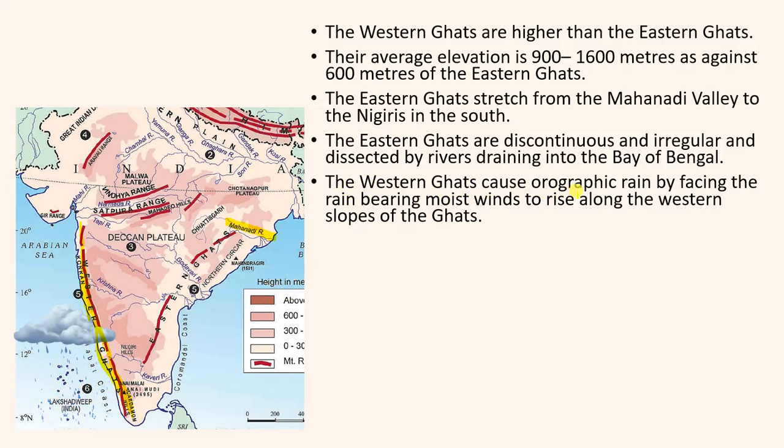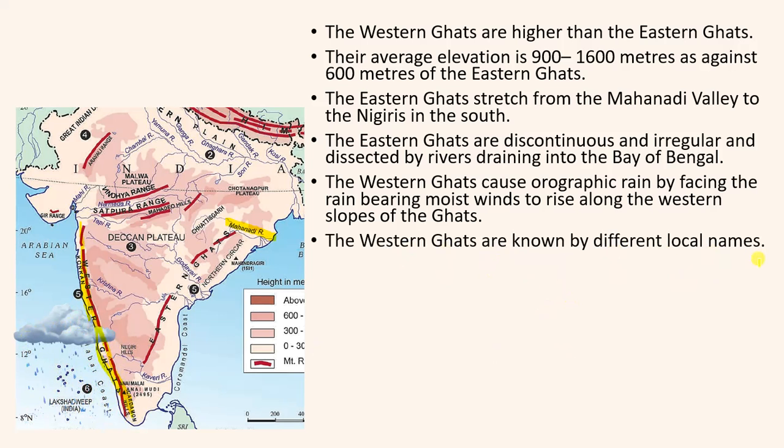The Western Ghats cause orographic rain by forcing the rain-bearing moist wind to rise along the western slopes of the Ghats. Generally wind comes to India from the southwest direction, and the Western Ghats have higher elevation. So as the moist wind reaches this region, it collides with the hills and moves up and causes good rain on the windward side, and the rain on the windward side of the hill is known as orographic rain.